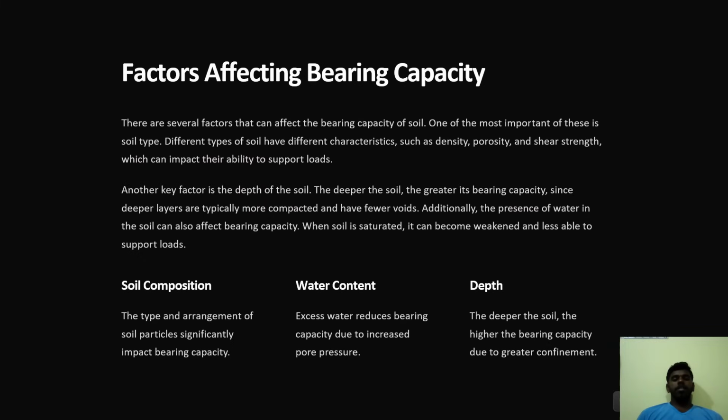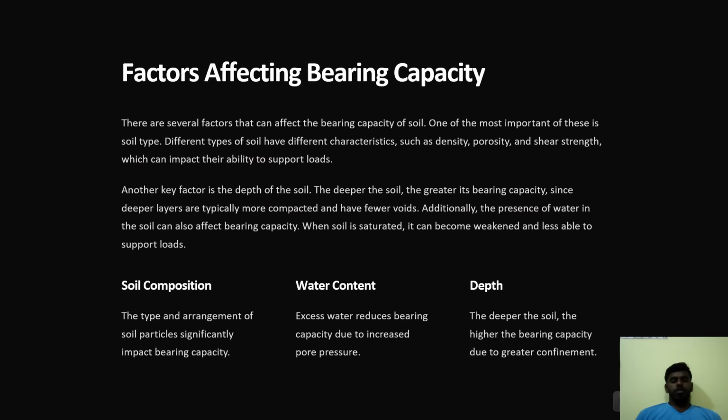Another key factor is the depth of the soil. The deeper the soil, the greater its bearing capacity, since deeper layers are typically more compacted and have fewer voids. Additionally, the presence of water in the soil can also affect bearing capacity. When soil is saturated, it becomes weakened and less able to support loads.